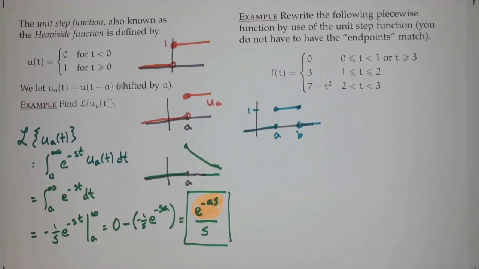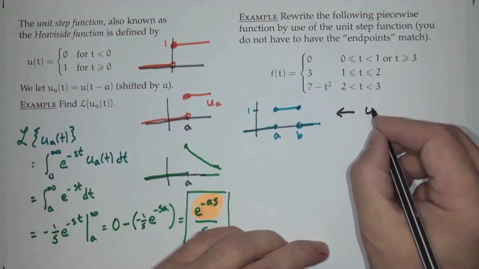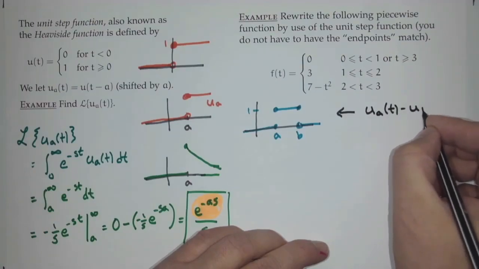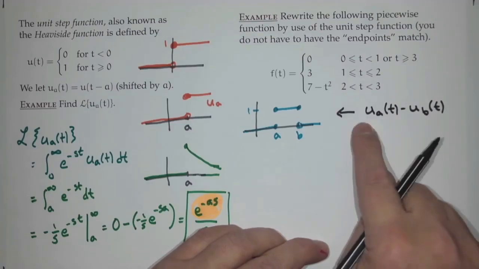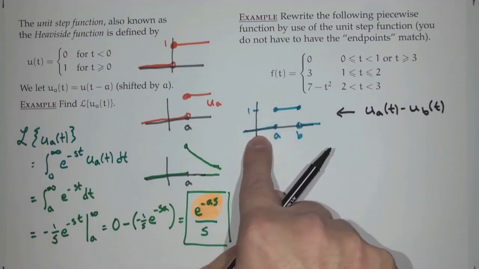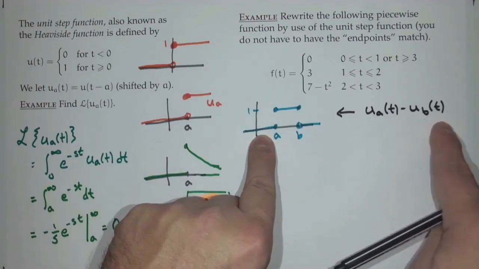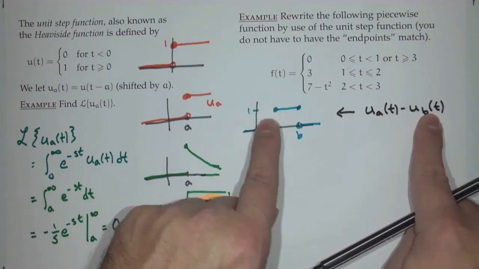Okay, so we've had a suggestion. So let's write this down and let's check it. U sub A minus U sub B. So remember the A and the B says when do we turn on and off. So before A, so I'm over here, what are the values for U sub A and U sub B? They're both 0. 0 minus 0 is 0, which is good.